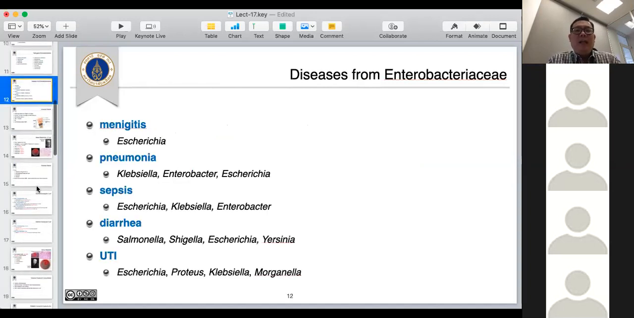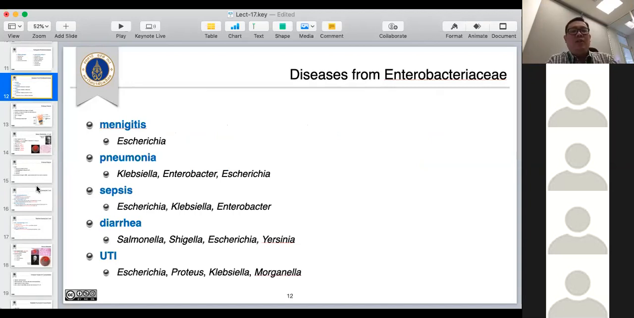Disease from Enterobacteriaceae, this we talk about in general. They can cause meningitis, some Escherichia. They can cause pneumonia. They can let infected people get sepsis. Sepsis means getting bacteria in the bloodstream, okay? And then you probably get systemic infection throughout the body. Diarrhea is the main symptom of this bacteria.